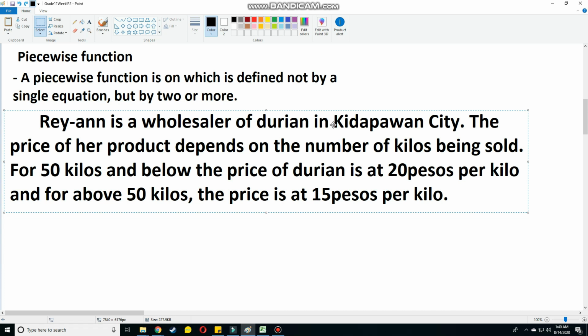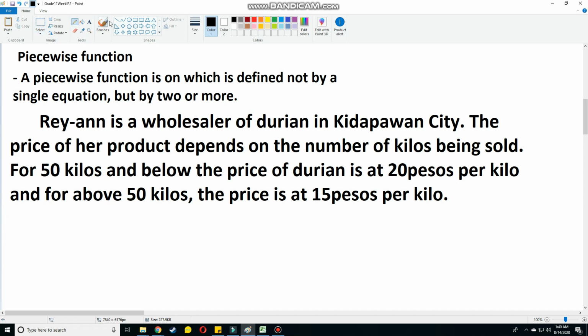Rayan is a wholesaler of durian in Kidapawan City. The price of her product depends on the number of kilos being sold. For 50 kilos and below, the price of durian is 20 pesos per kilo. And for above 50 kilos, the price is 15 pesos per kilo. Okay, that is our worded problem.